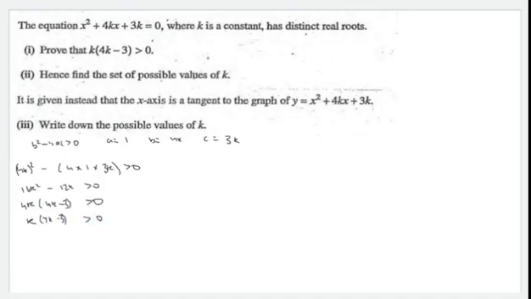Yep. Okay. So it's part one. Part two. So k is more than 0.